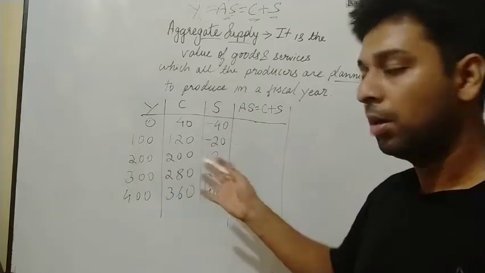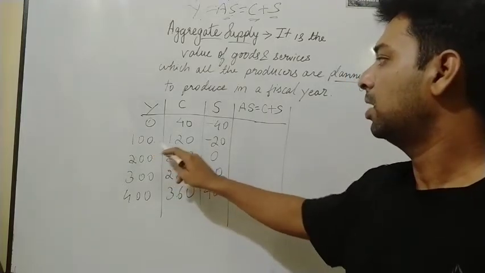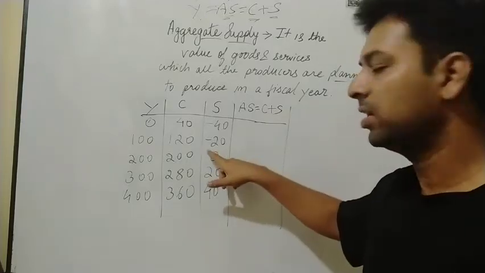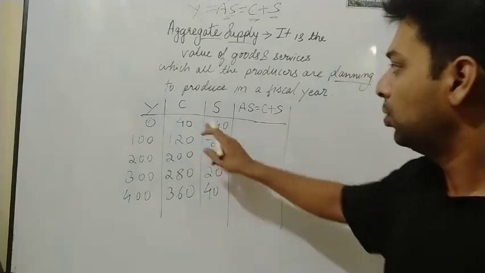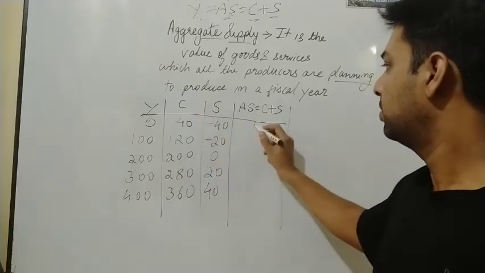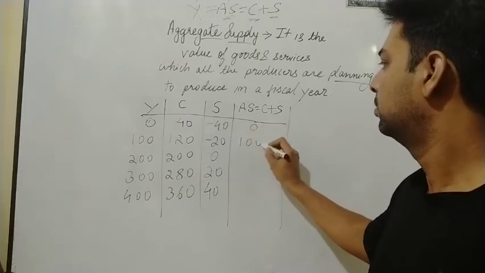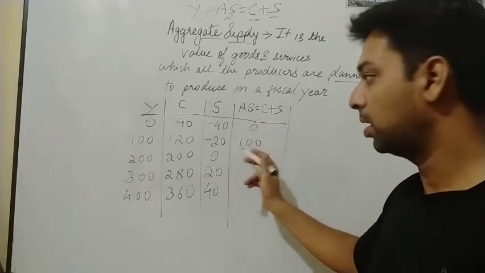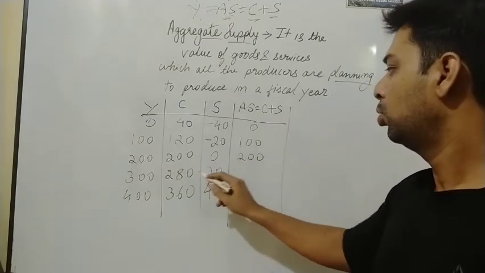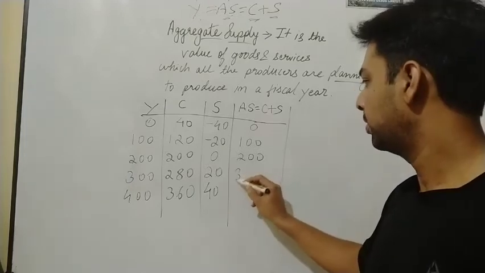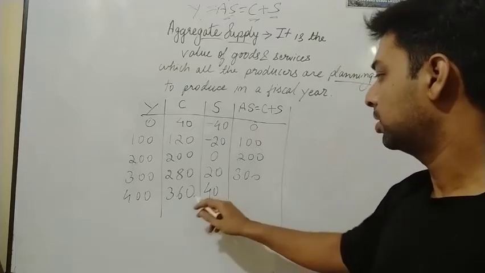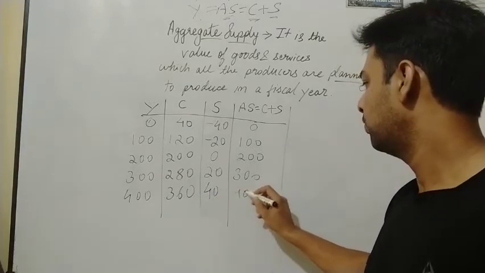Okay, now how am I calculating it? If you're earning 100 here, but your consumption is more, that is why you have to take it from your saving. That is why it is minus 20. Now what we do is add this C plus S to calculate this aggregate supply. So 40 and minus 40 will be 0, then 120 and minus 20 is going to be 100, then 200 and 0, add it, 200, 280 and 20, how much? 300, and 360, sorry, 360 and 40, this is going to be your 400.